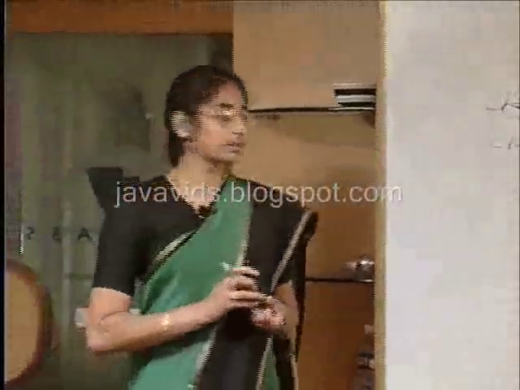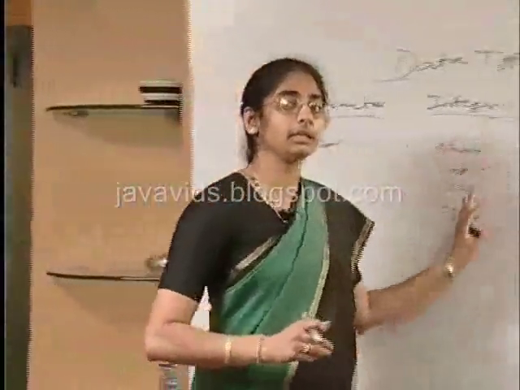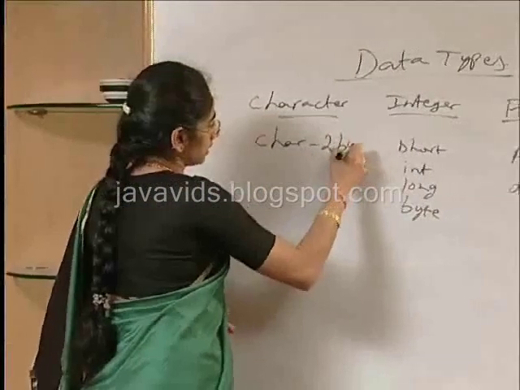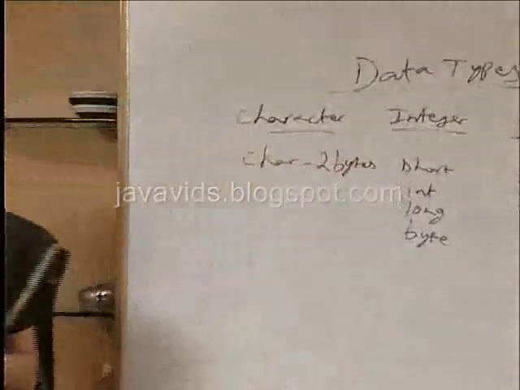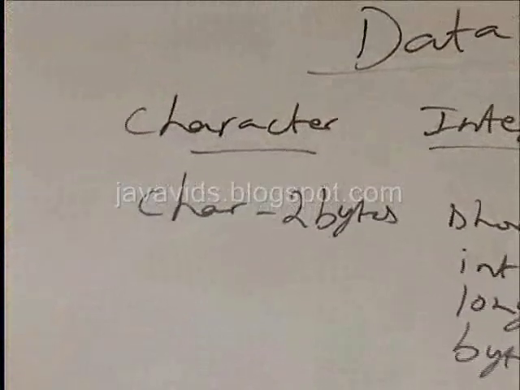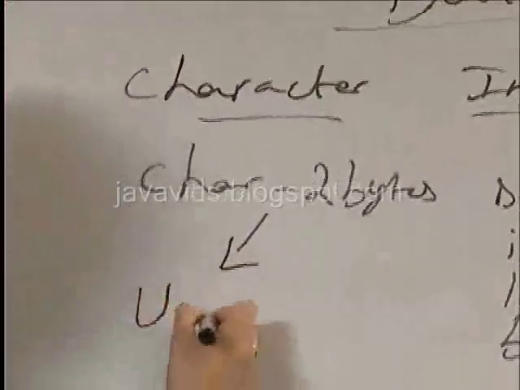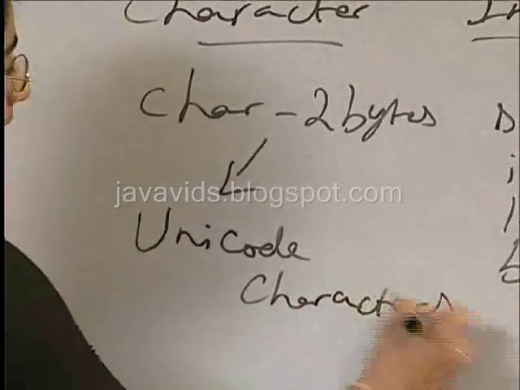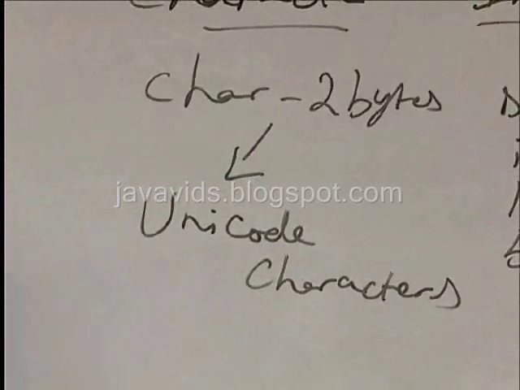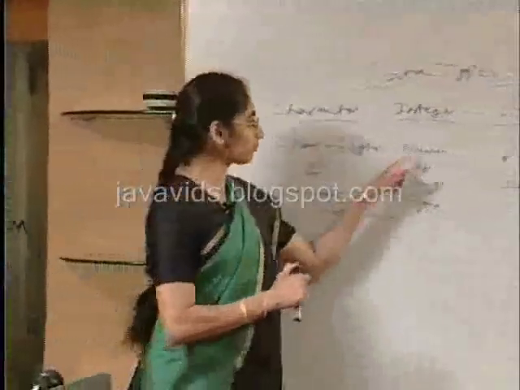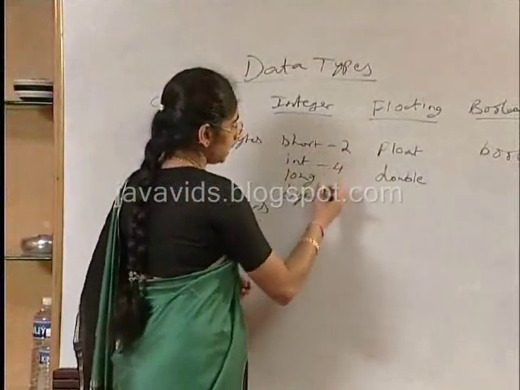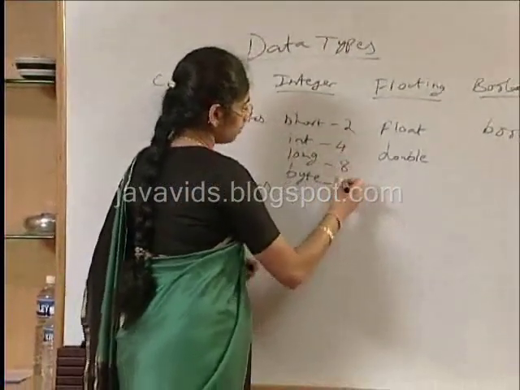Now, according to the JVM specification, all the data type sizes are standard. It does not change across platforms. So, for char, it is 2 bytes. In C, it was 1, but here it is 2 bytes because of the support for Unicode characters, that is, support for characters of all different languages. Short is 2 bytes, int is 4 bytes, long is 8, and byte is 1 byte.